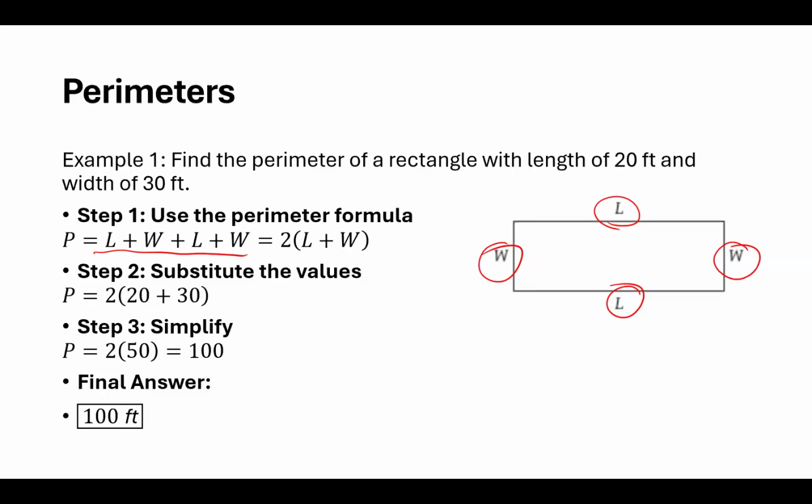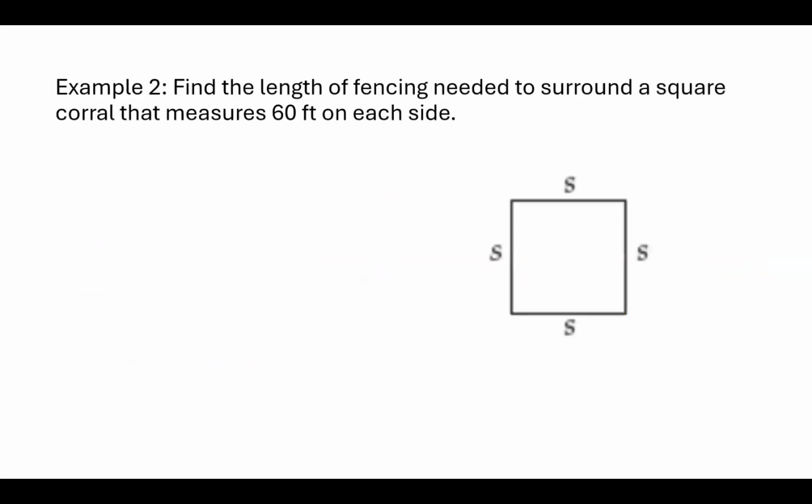You could also simplify it since the L appears twice. That would be 2L plus 2W because there are two L's and two W's. And then you can factor the two and write the formula like this: 2 times (L plus W). So if you substitute 20 and 30, this becomes 2 times 50, which is 100. So the perimeter of the rectangle is 100.